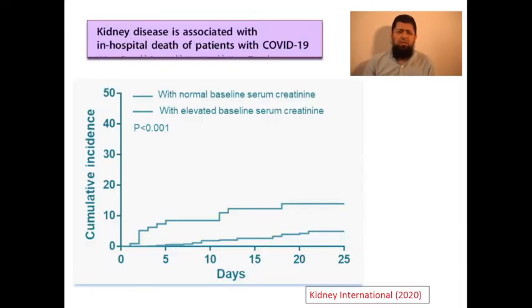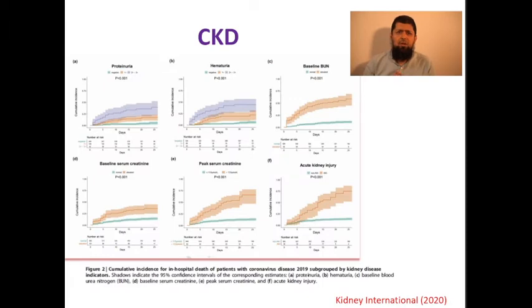And we can see from this figure that kidney disease is associated with increased incidence of in-hospital death in patients with COVID-19. And this goes with all subgroups of kidney disease patients. For instance, acute kidney injury stage 1 doubles the risk of mortality, and if the patient develops acute kidney injury stage 3, it quadruples the risk of mortality.